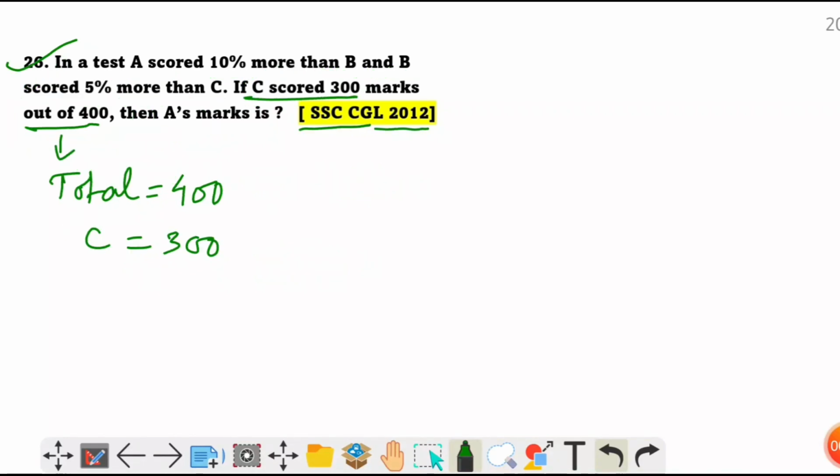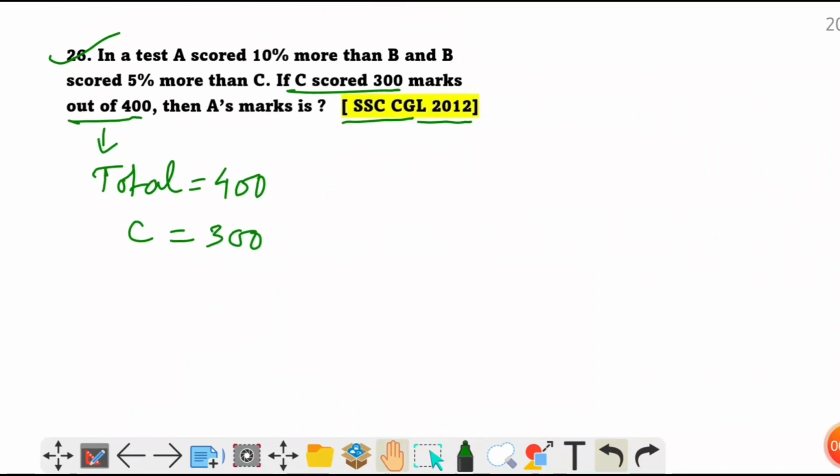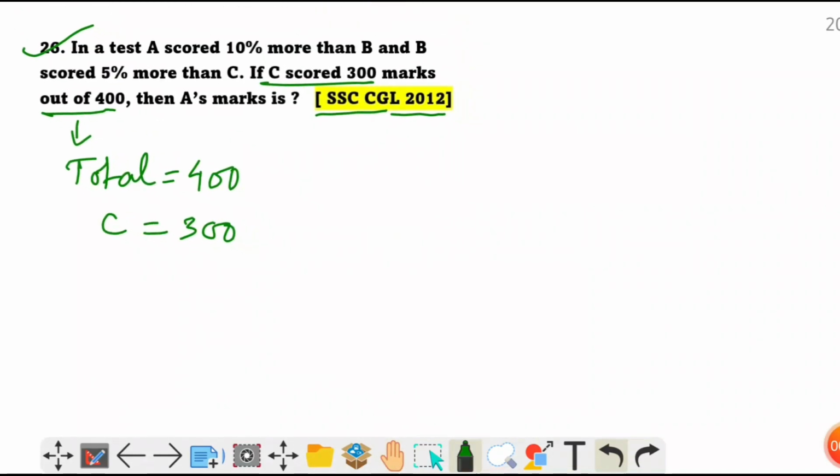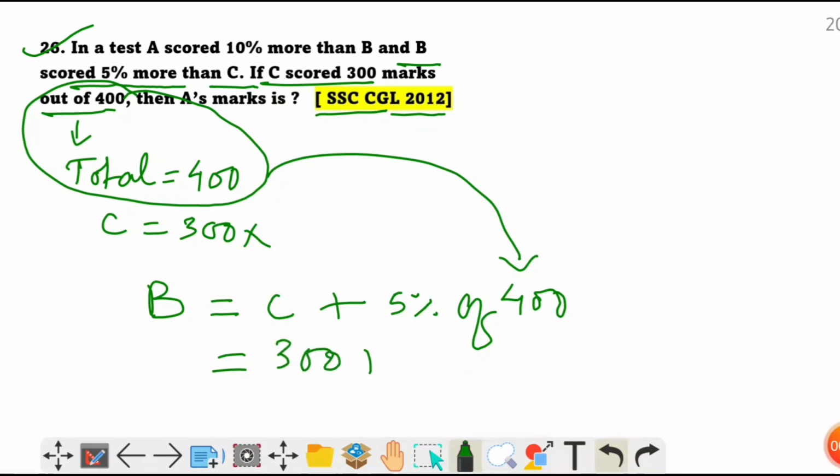As you can see, this question was asked in SSC CGL 2012. So this type of question we have to solve from backward. We took the value of C, that is 300, and in the question it is said that the marks of B is 5% more than C. So we'll add C plus 5% of the total marks, that is 5% of 400. So we'll write B equals C plus 5% of 400, since it is 5% more.